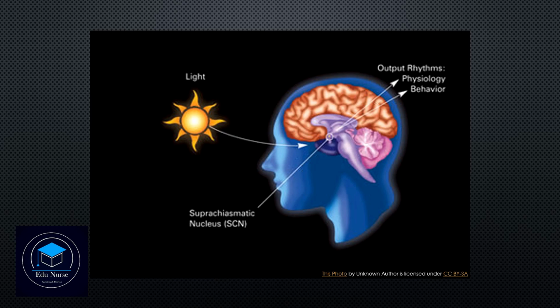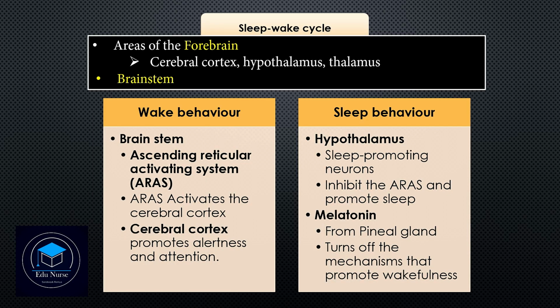Let us see the control areas of the sleep-wake cycle in the brain. The sleep-wake cycle is regulated by the brainstem and areas of the forebrain like the cerebral cortex, hypothalamus and thalamus. So the wake behavior is determined by the ascending reticular activating system in the brainstem, which activates the cerebral cortex. The cerebral cortex promotes alertness and attention.